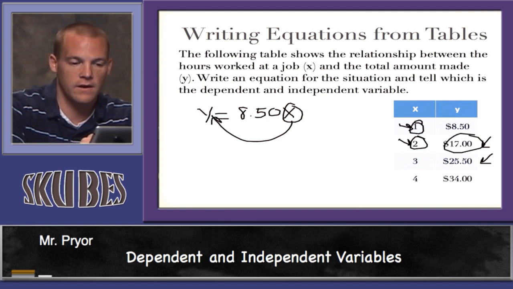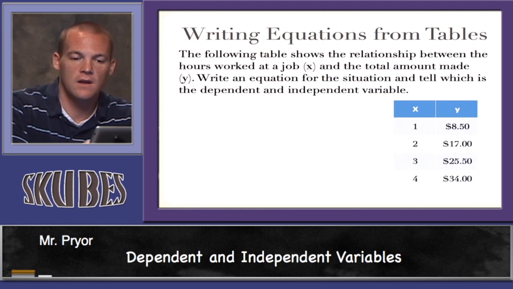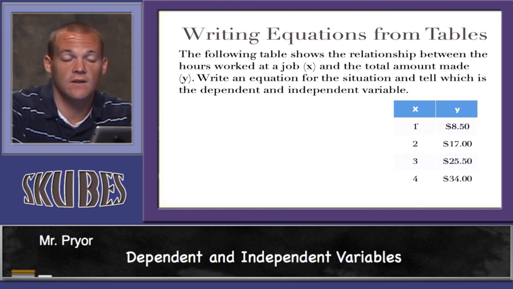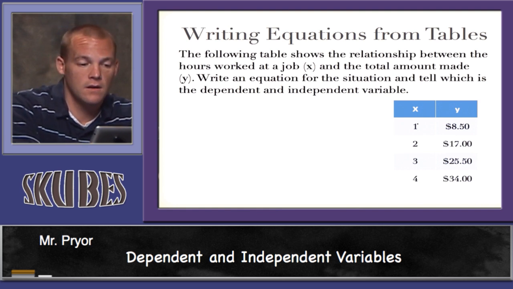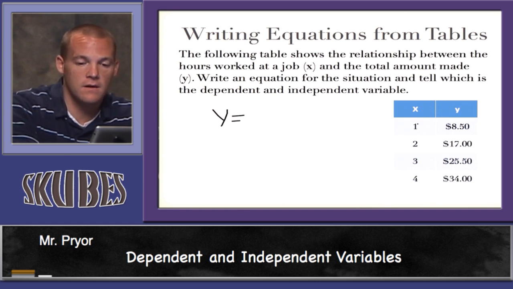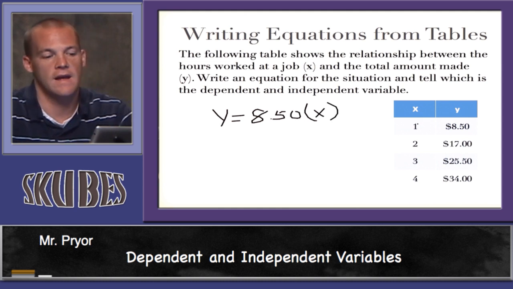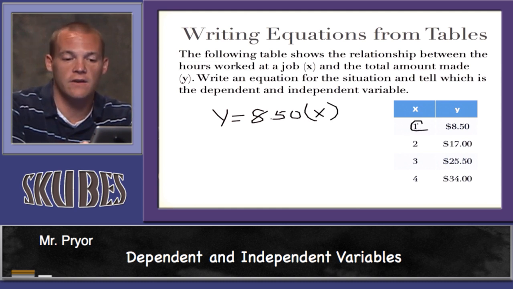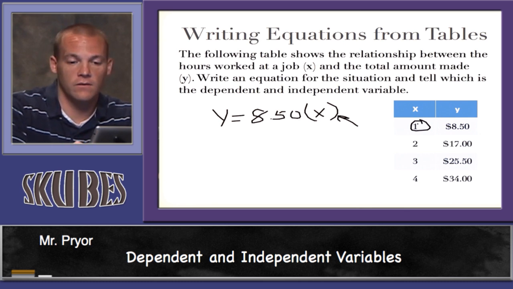So let me clear that off and explain one more time here. These values here in the x column are going to be what ultimately are going to be dependent on the y. So let's see. Y equals 850 times x. Just like that. So like I said, you can plug in your x values, substitute them in right here, and should give you the corresponding y value.